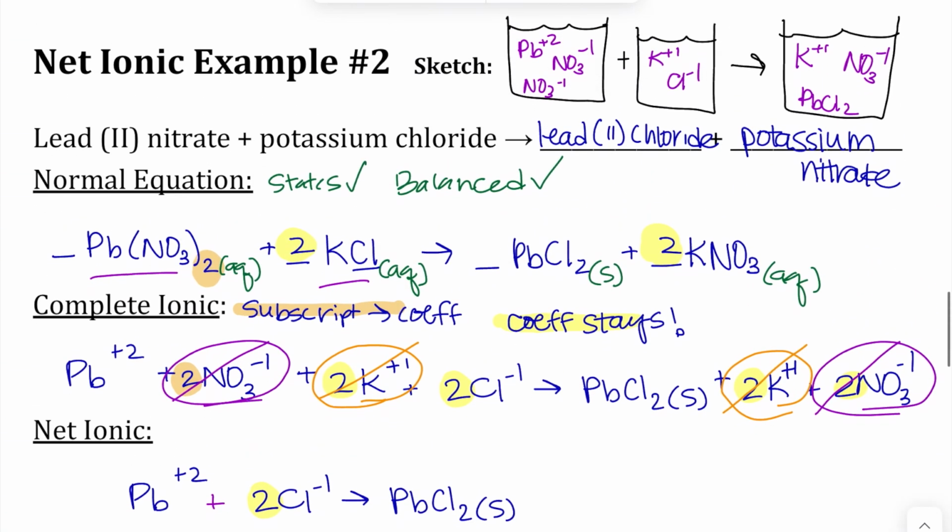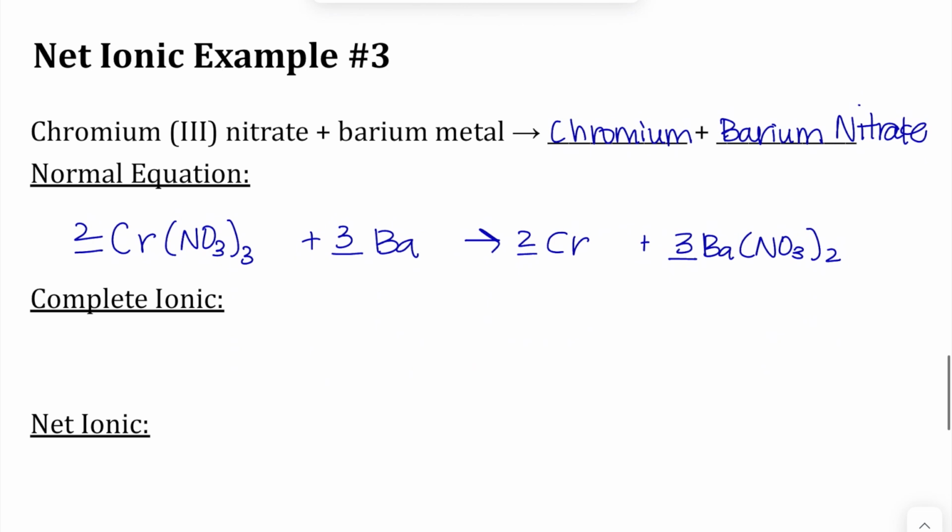This one was, again, another double displacement, and so it had 2 spectator ions. And again, the spectator ions, those are the things that canceled. In a single displacement reaction like this one, we should only have 1 spectator ion. I again wrote out my normal equation, making sure that it was balanced. Now, we have a balanced reaction.